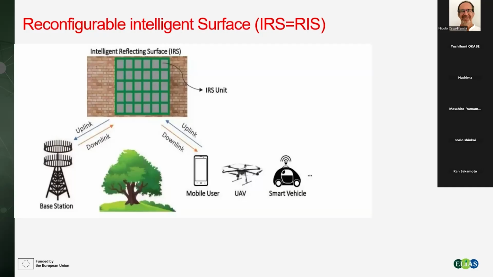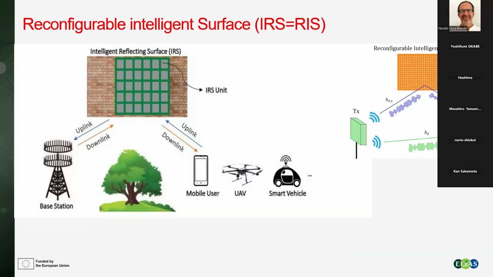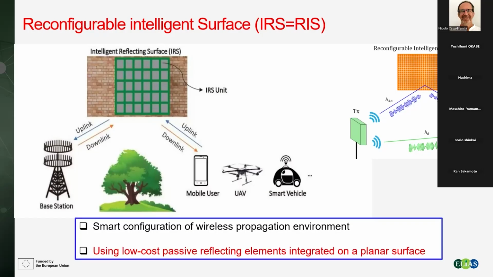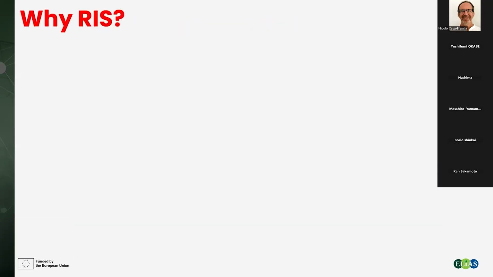The idea is like a mirror or advertisement panel that has small reflecting antenna elements. So if the line of sight between the base station and the receiver is blocked, we can make use of and control the line of sight using reflecting angles between the base station and the RIS, and then from the RIS to the receiver. The idea is to smartly configure the wireless propagation environment, and for that, we use low-cost passive reflecting elements on a planar surface.